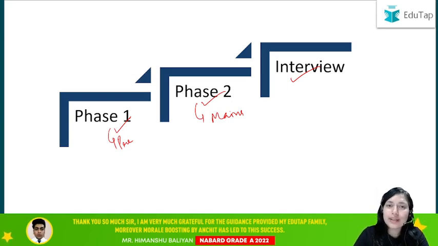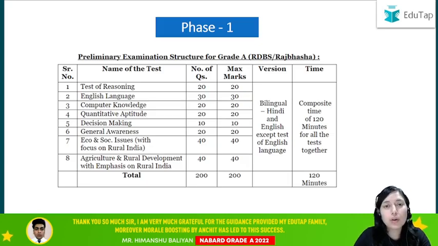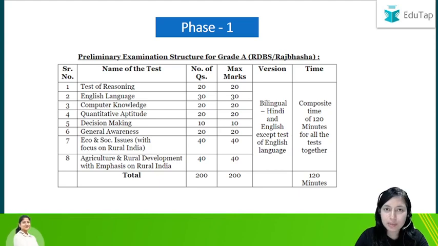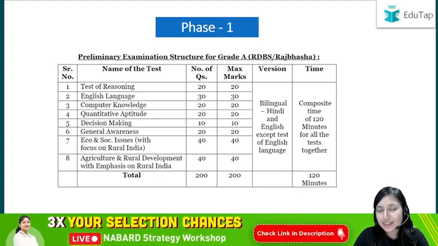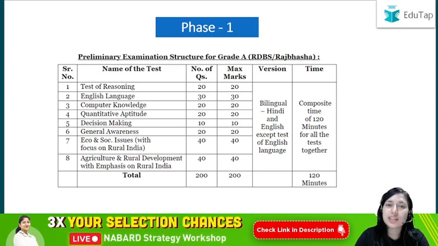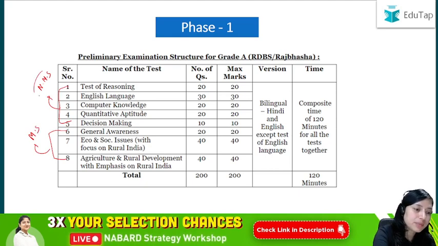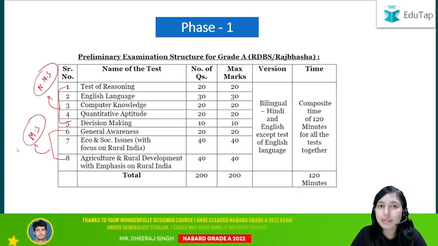Now what is the actual pattern of phase 1 and phase 2? Let us discuss. First of all, let us talk about phase 1. In your phase 1, there are 8 subjects that are being tested by NABARD. Now you don't need to get scared about how you will prepare these 8 subjects, because the very good thing about the NABARD examination is that they have divided these subjects into 2 groups. Basically the first 5 subjects are non-merit subjects and the rest 3 are your merit subjects.